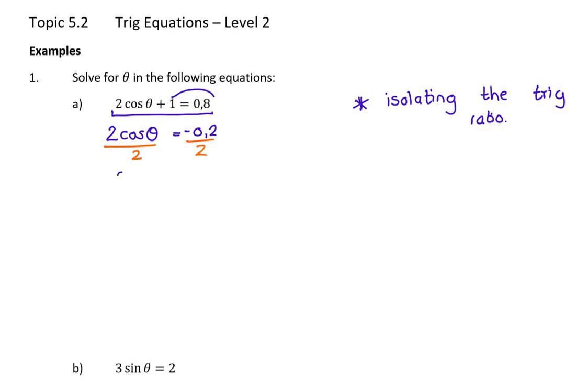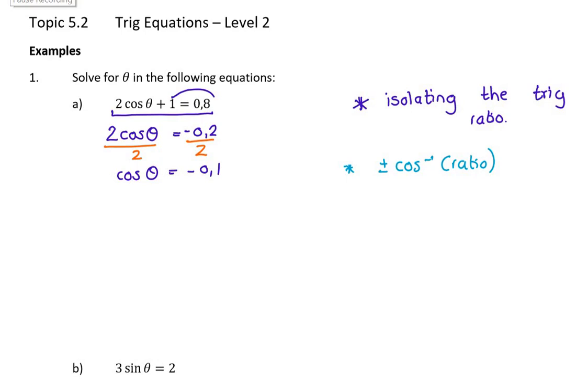So in this case I end up getting cos theta is equal to negative 0,1. And now we're back to a situation which is exactly like the first video. It's a cos equation. How do I solve it? Hopefully you remember how to solve a cos equation. We do shift cos of the ratio, and with cos we remember that there's two different answers, and it's just the plus minus version of this shift cos.